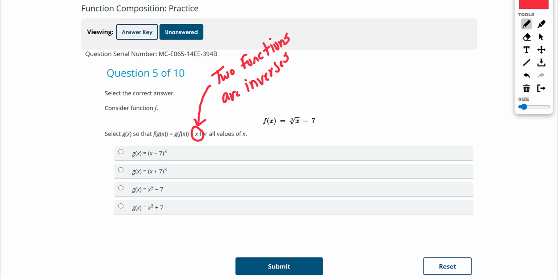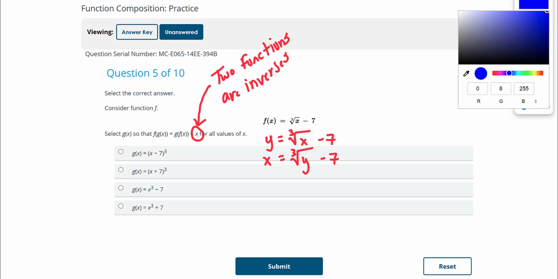So a quicker way to do this problem, you could do composition of functions for each answer choice, and that would take probably a long time unless you got lucky and the first choice was your correct answer. The quicker way is, let's just find the inverse of this function here. So recall, here are the steps to find the inverse of a function. We're first going to rewrite it as y equals the cube root of x minus 7. We're going to swap out the x and the y, and then from there we're going to solve for y.